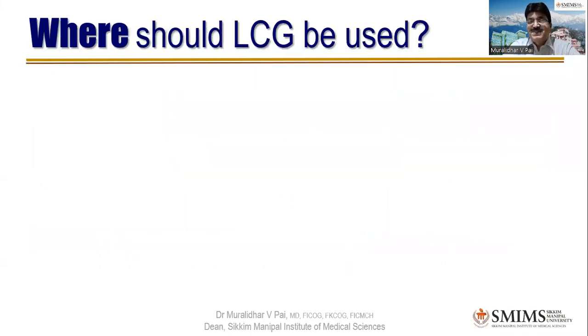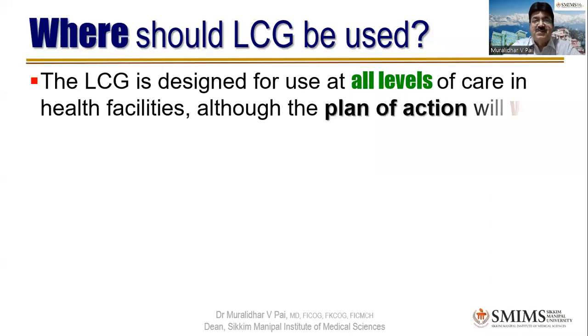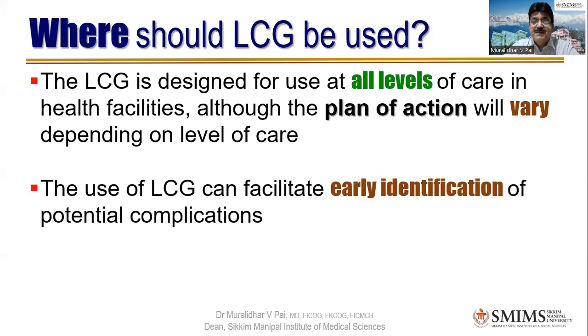Where should LCG be used? Again, telling it in a different way, LCG is designed for use at all levels of care in health facilities, although the plan of action will vary depending upon the level of care. Suppose it is a primary care center, the plan of action is shifting. Sometimes secondary care also is shifting. Whereas in tertiary care, if there is some problem, you may use forceps, you may use cesarean section, or you may just augment the labor or whatever is required. That's the meaning of this plan of action will vary. The use of LCG can facilitate early identification of potential complications.